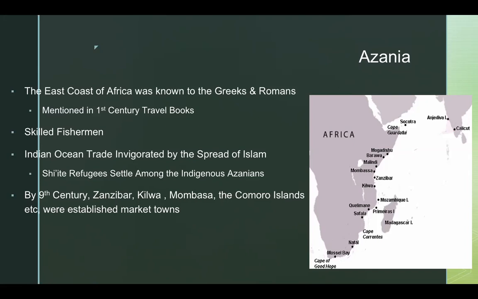Shouldn't come as a surprise, right? Because a lot of people who historically live by the waters are skilled fishermen. So being people of the coast, they were very proficient seafarers, but most importantly, very skilled fishermen.